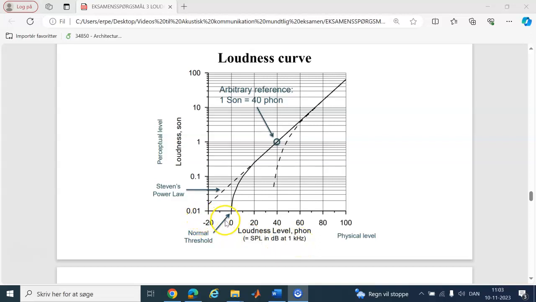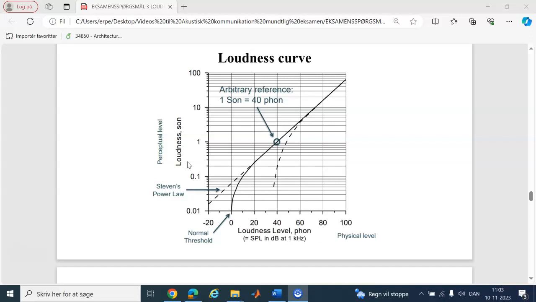You have the first axis: -20, 0, 20. It's a normal first axis, the physical level. And then we have the loudness perceptual level in loudness sones, and the second axis is a logarithmic axis, where the distance between 0.1 and 1, and 1 and 10, is the same. In this coordinate system, if you graph it, there's a linear relation between loudness in sones and loudness level in phons.